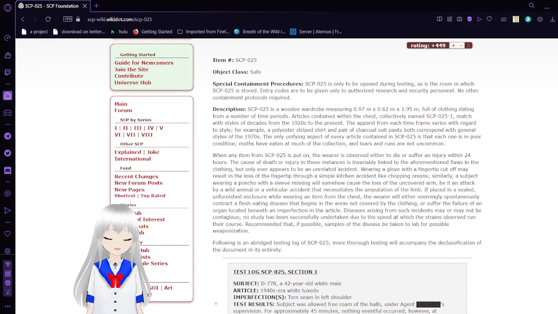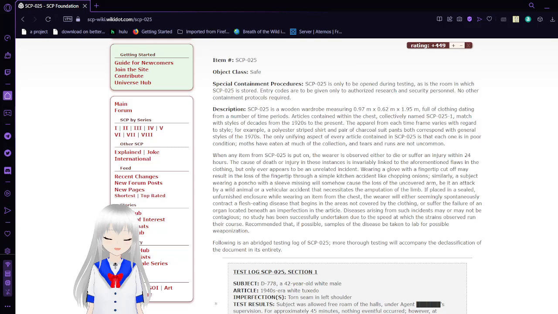It is full of clothing dating from a number of time periods. Articles contained within the wardrobe, collectively named SCP-25-1, match styles from decades from the 1920s to the present. The apparel from each time frame varies with regard to style. For example, a polyester striped shirt and pair of charcoal suit pants both correspond with general styles of the 1970s. The only unifying aspect of every article contained in SCP-25 is that each one is in poor condition. Moths have eaten much of the collection, and tears and runs are not uncommon.